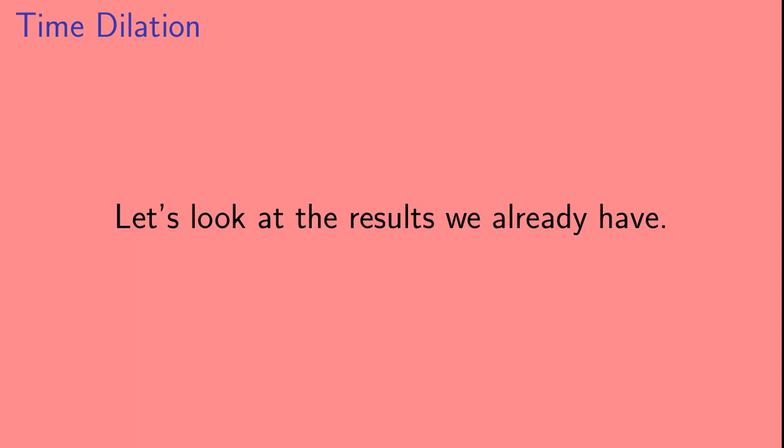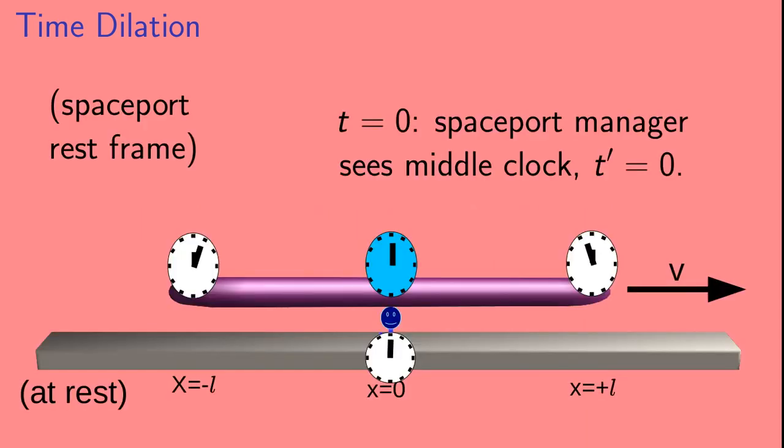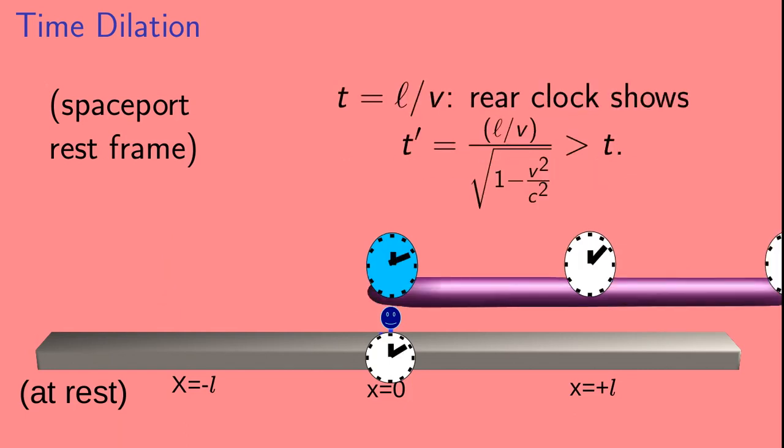Okay, so let's look at the results that we already have and see how we can put them together to see how t prime evolves on the middle clock as it moves to the right. At t equals 0, the spaceport manager at x equals 0 sees t prime on the middle spaceship clock. We want to know how t prime changes on the middle clock as it moves to x equals L. At t equals L over v, the ship has moved a distance L. The middle clock is now at x equals L.